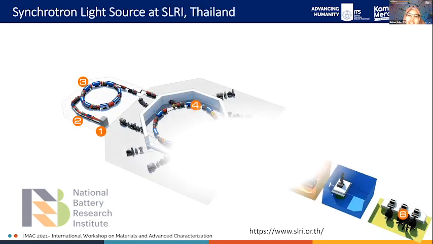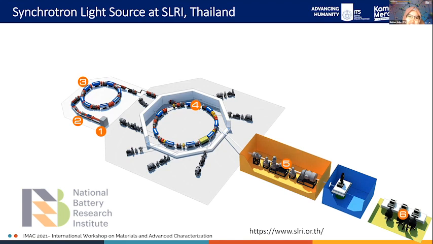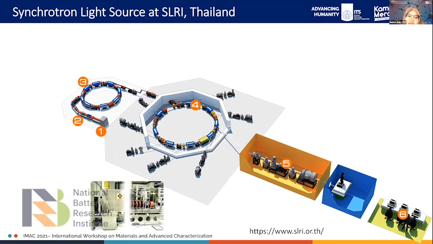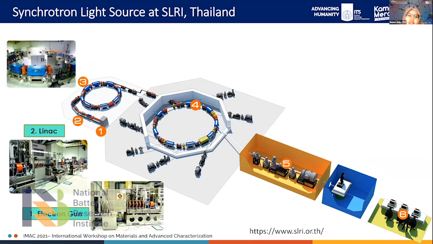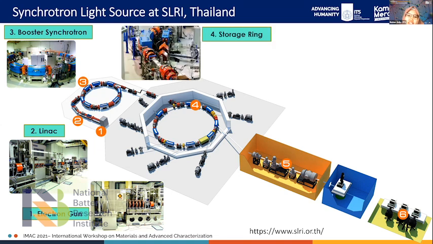Okay, so here is the synchrotron light source at SLRI Thailand, and Professor Darminto already explained this very well. Number one is the electron gun, which produces electrons, and number two is the linear accelerator, where the electrons are grouped into bunches. In number three, we have the booster synchrotron to increase the energy of the electrons using radio waves. And next we have the storage ring, which increases the energy of the electrons even more.